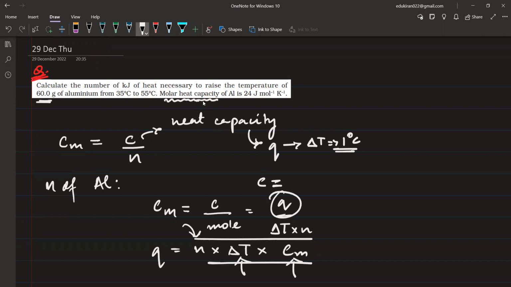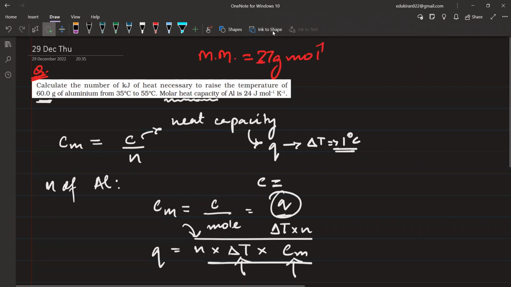Now tell me the answer. First of all, you have to calculate the number of moles. बस ये निकालना, nothing else. Oh, अच्छा. What is the molar mass of aluminium? Tell me guys. किसी को पता है? Molar mass of aluminium. 27 grams per mole. ठीक है. Calculate the number of moles.